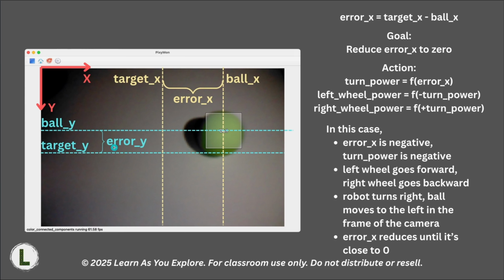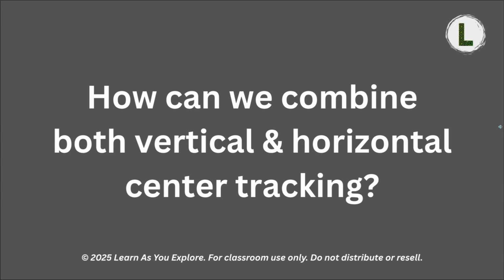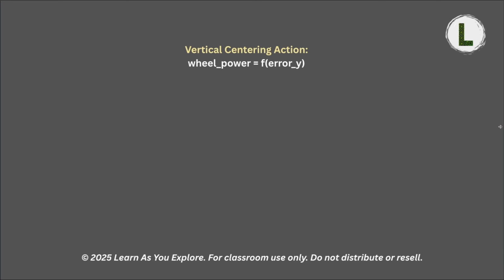Now we have a way to center the ball vertically using the error Y term and center the ball horizontally using the error X term. But how can we combine these two centering algorithms to track the ball in all directions? We know that vertical centering can be achieved with the wheel power that is a function of error Y. We will rename this wheel power to forward power because now we're going to have two powers. We're going to have a forward power and a turn power.